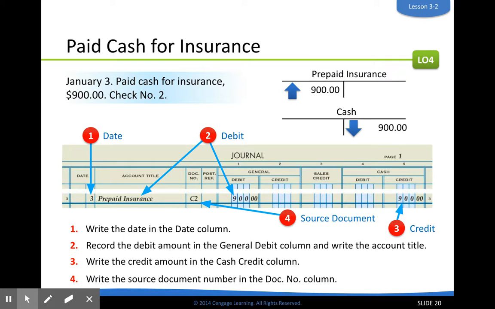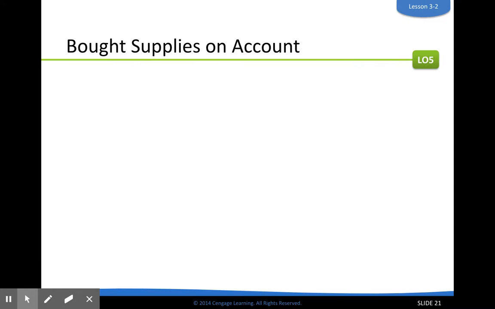So on your note guide, what is the document number? That would be C2 or check number 2. The account that is decreasing is cash. It's an asset, decreases with a credit. The account that is increasing is prepaid insurance.